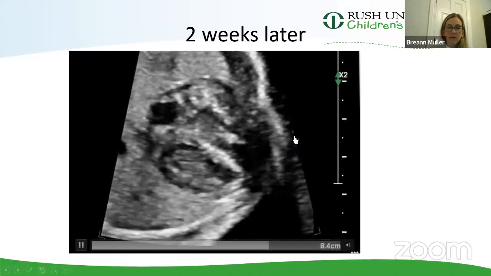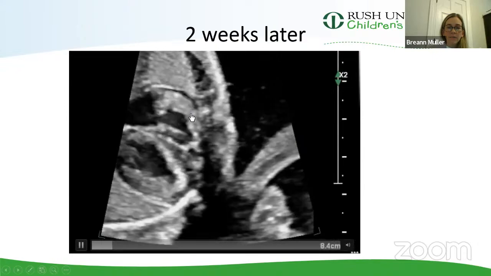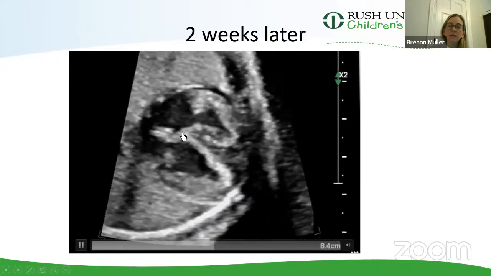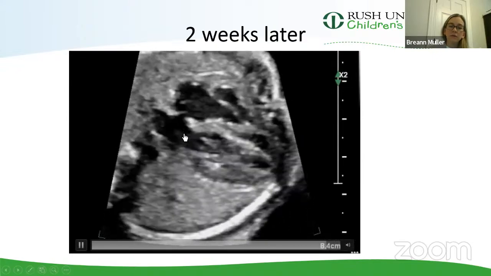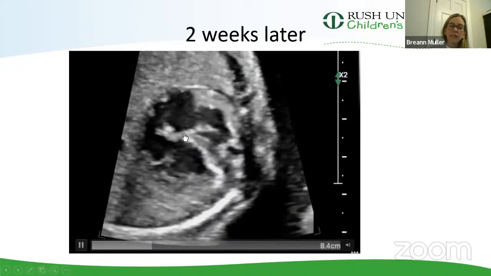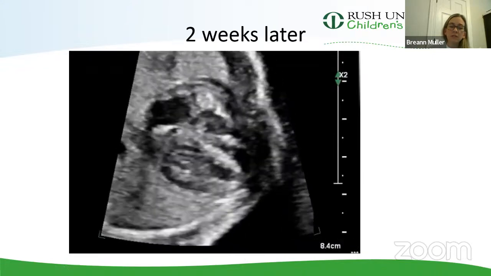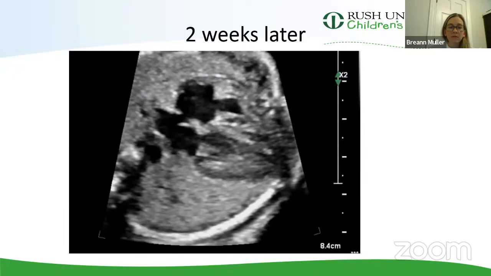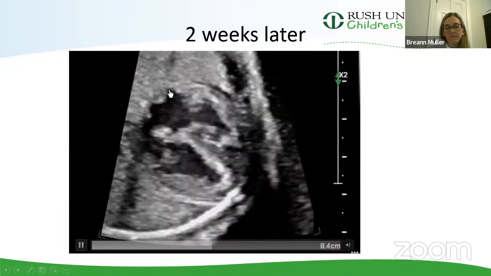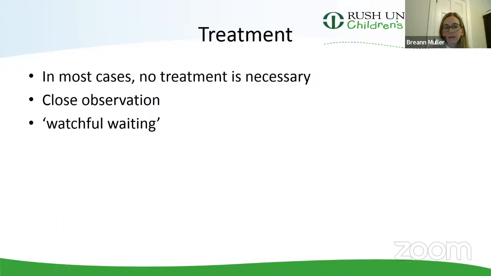You may notice that the LV here, part of the basal wall really is starting to thin and not show as good motion. That continued to worsen, and then this patient actually went for a fetal intervention at Boston that went well. So this was sinus bradycardia with premature atrial contractions that resolved.